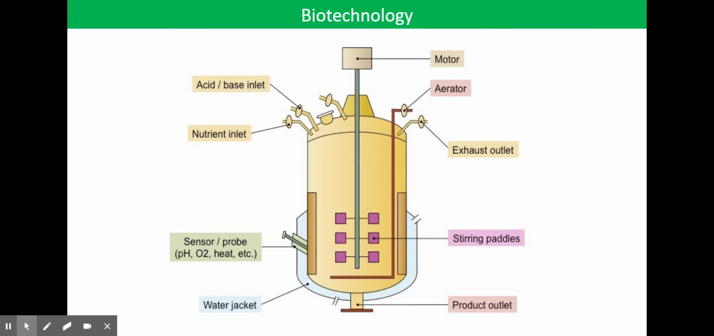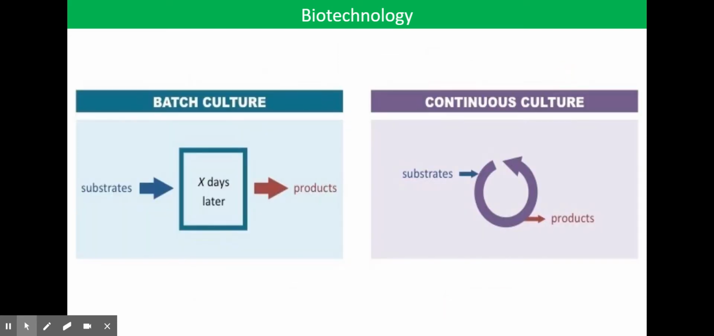Now, a fermenter must first be sterilized using superheated steam. It can then be filled with all the components required for growth and supplied with a starter culture of the microorganism to be used. The culture will then be left to grow and synthesize the products. There are two different types of culture. There's batch culture and continuous culture. First, we're going to look at continuous culture.